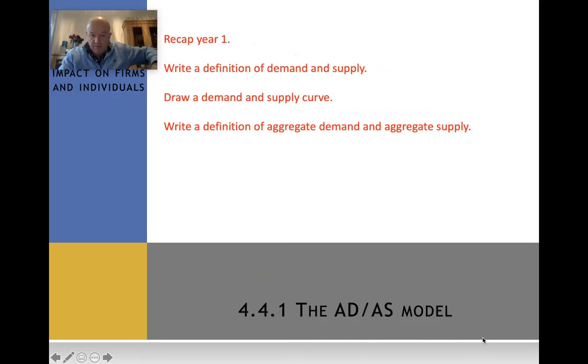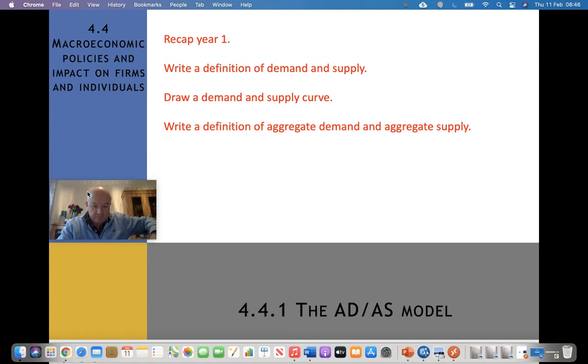Hello there. So we're going to cover our next narrated PowerPoint on the aggregate demand and aggregate supply model, which is chapter 12 in your theme 2 booklets.